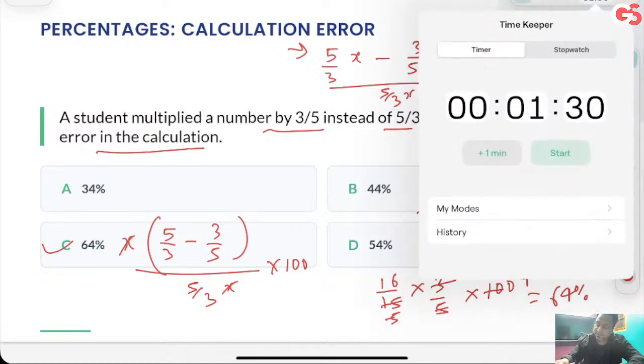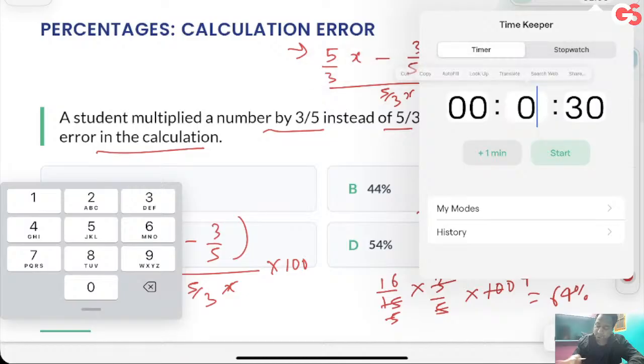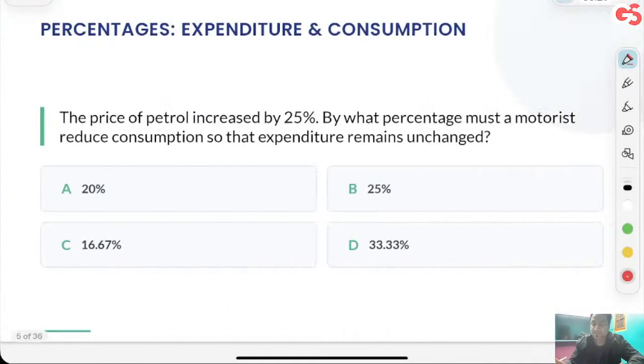Okay, so now I'll reduce the timer. Let it be 30 seconds only. So here we go for the next question.